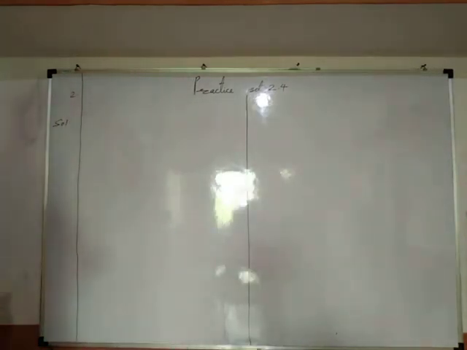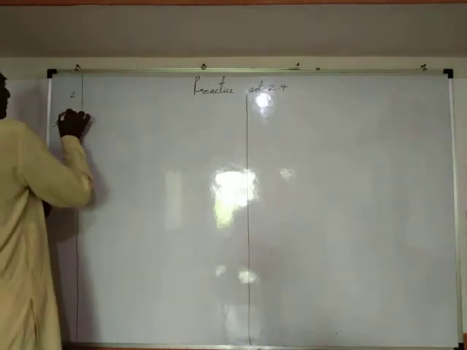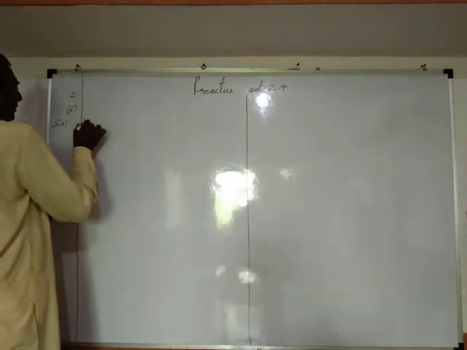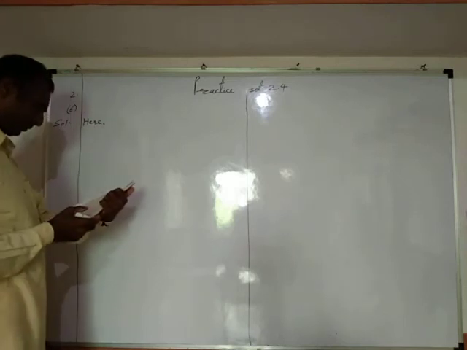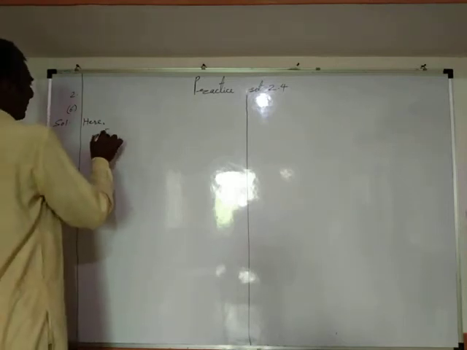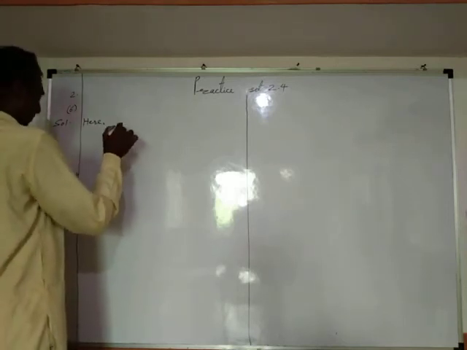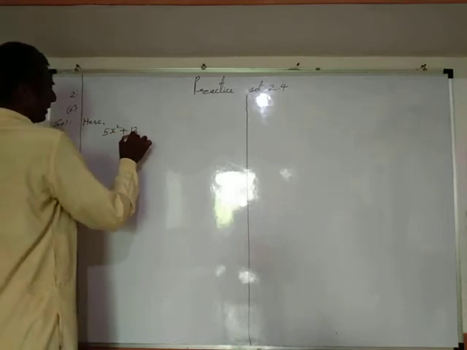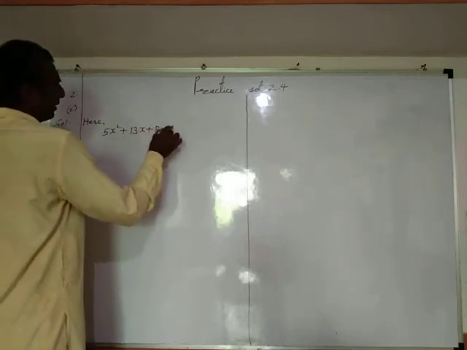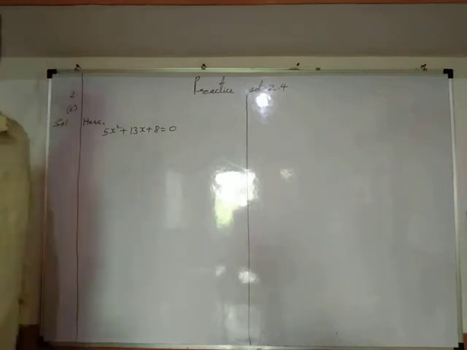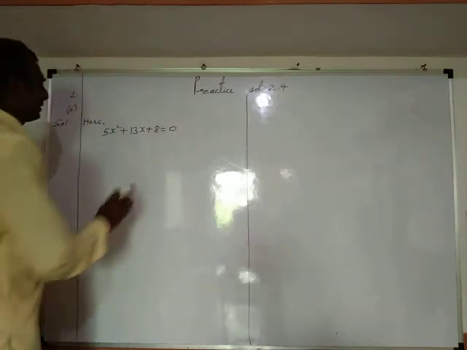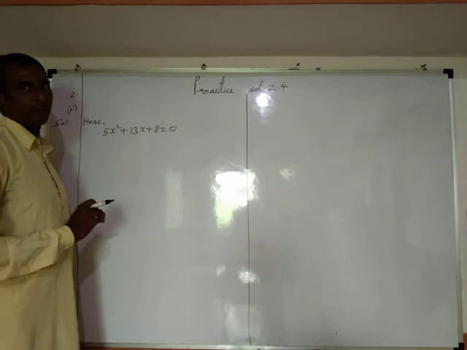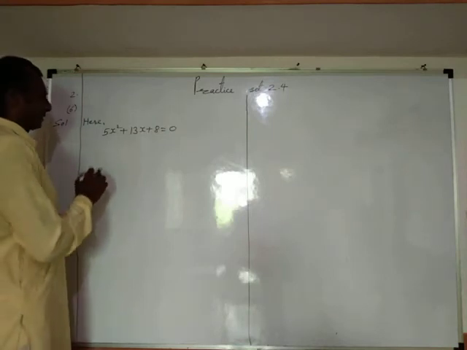Question second, sub question sixth. Solution. Here 5x square plus 13x plus 8 equal to 0. Okay. Already it is in a general form a quadratic equation with variable x.